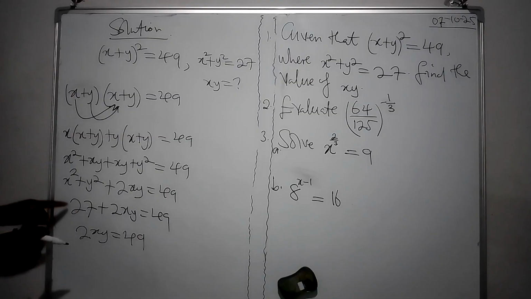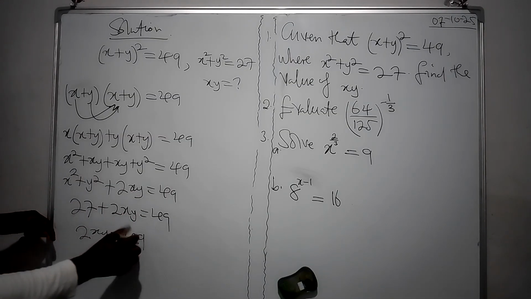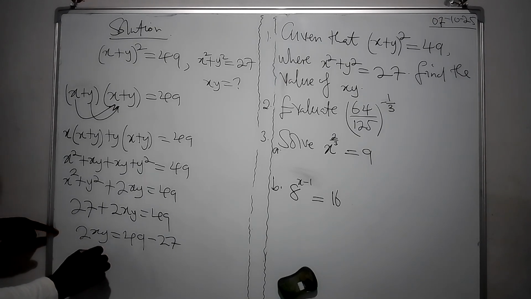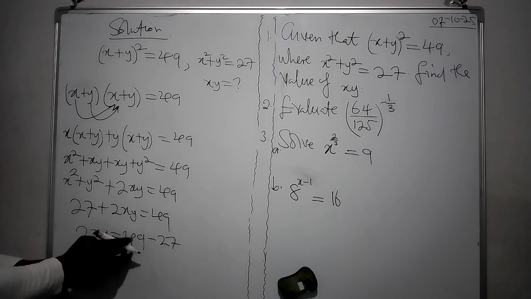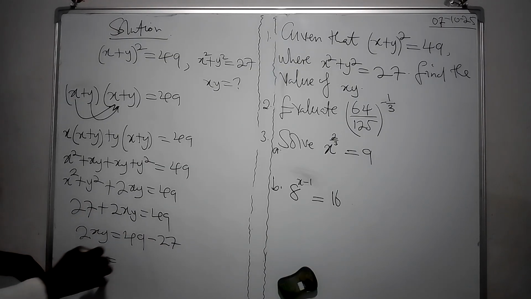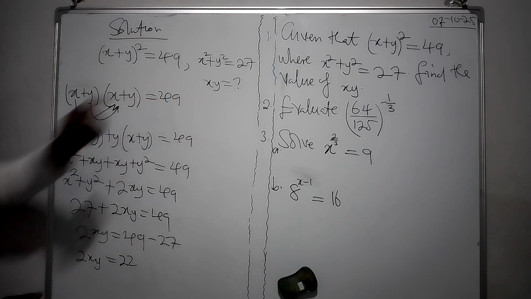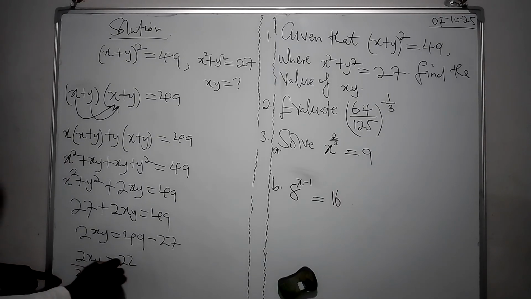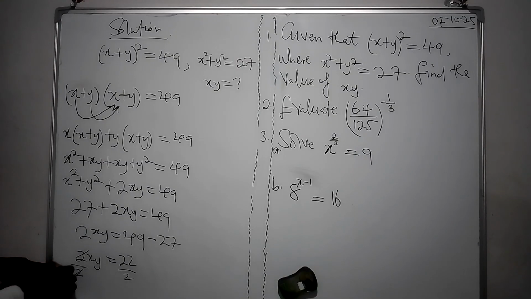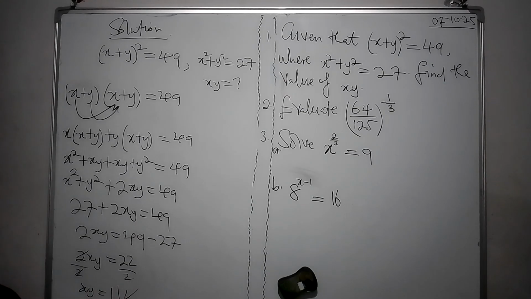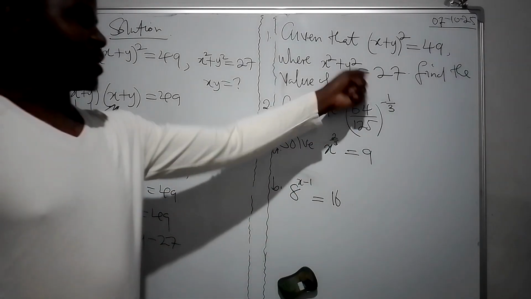Now this 27, remember that it's positive. Once it crosses the equal sign, it will be negative 27. So we are having 2xy is equal to 49 minus 27, which is 22. Then since we are to find this value, we're going to divide by 2. This 2 and this 2 will go, you remain with xy is equal to 22 divided by 2, we are having 11. So this is the answer for the first question.